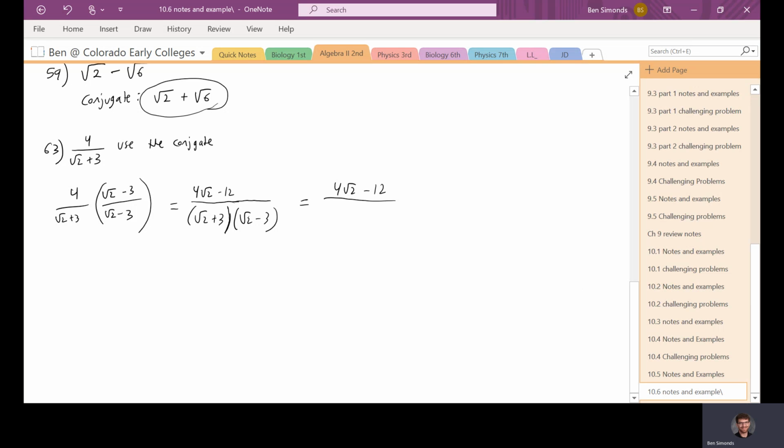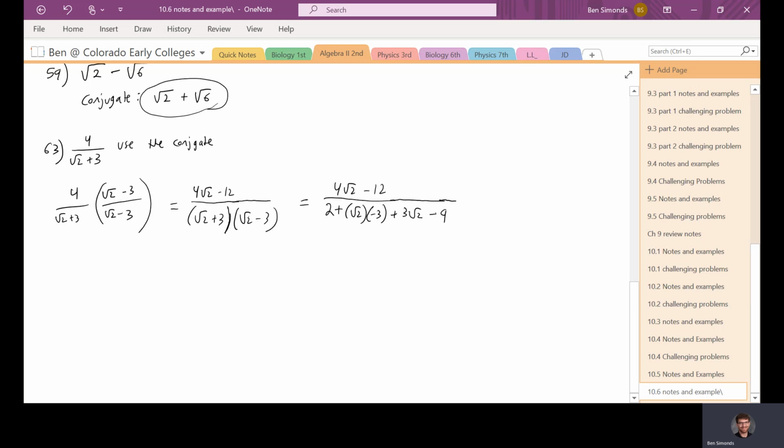So first is square root of 2 times square root of 2, which is just 2. Outer is square root of 2 times negative 3. So our outer term is negative 3 times the square root of 2. Our inner term is positive 3 times the square root of 2. And our last term is positive 3 times negative 3 for a negative 9.